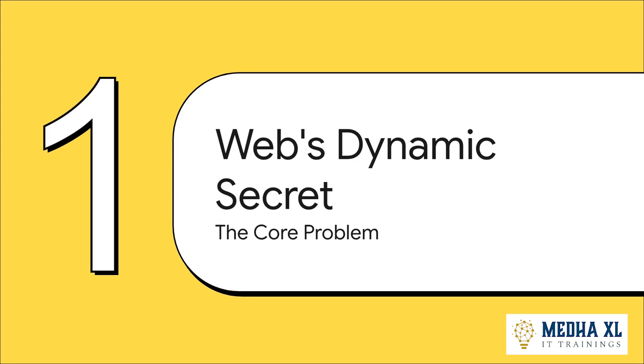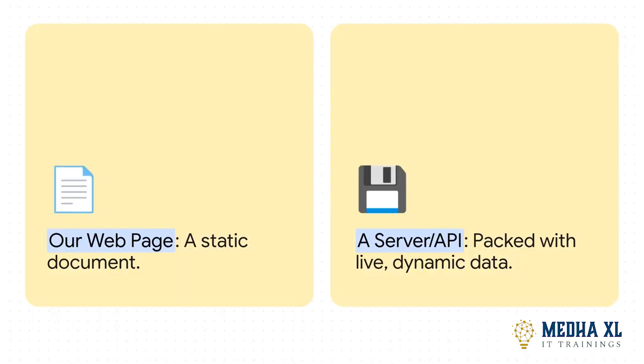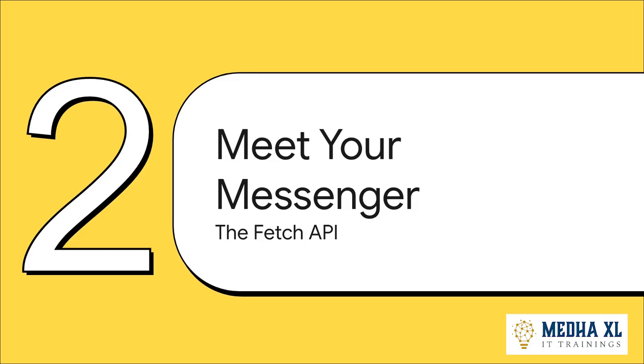Okay, so first things first, we need to really understand the problem we're trying to solve here. See, on one side, you've got your web page. By itself, it's just kind of sitting there. It's static. It has no idea what the latest news is or who just commented on your photo. Then, on the other side, you have a server with an API. Just think of an API as the friendly front desk for all the service data. Our page is over here, and all that amazing live data is way over there. They're totally separate. So how do we bridge that gap? How do we connect those two worlds?